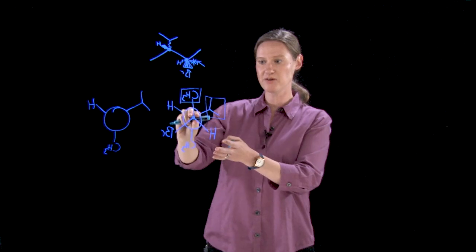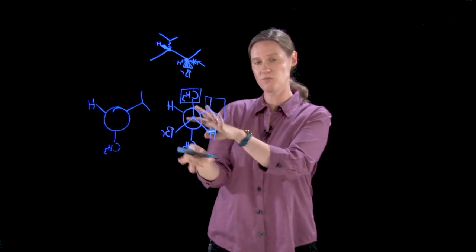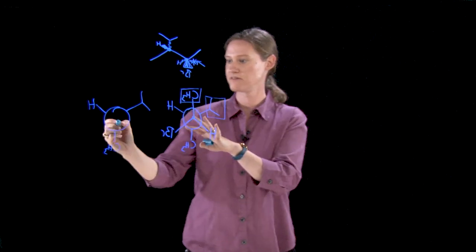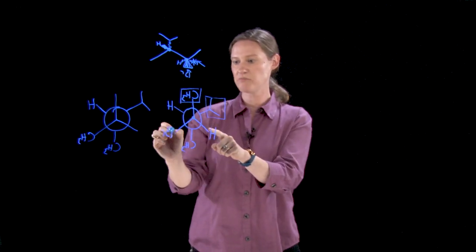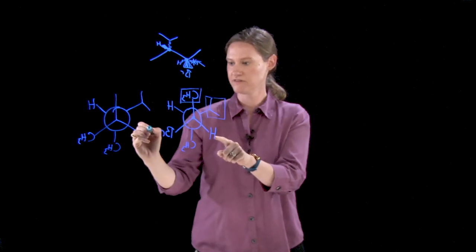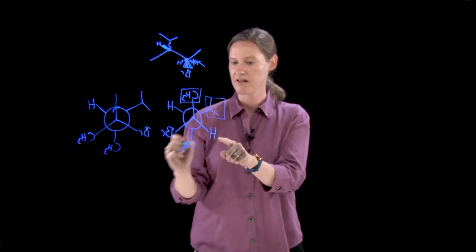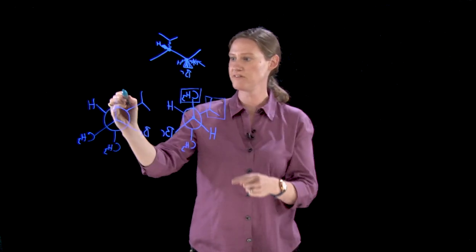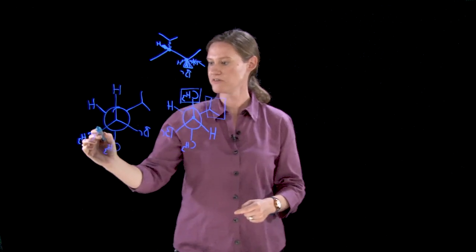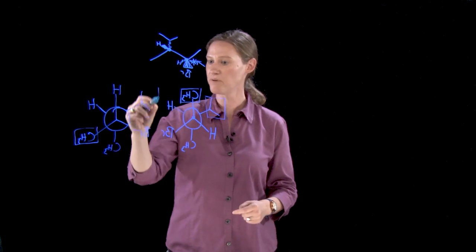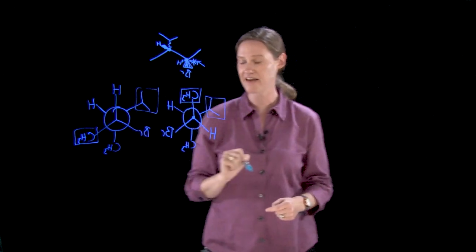So that means I'm going to take my whole front carbon and I'm going to rotate it one position to the right. I still want to keep it all staggered, but instead of my methyl being up, I'm going to move it one over. And to do that, the bromine has to move one over. And to do that, the hydrogen now goes up here. Okay? And so my two biggest groups are now as far apart from each other as they can get.